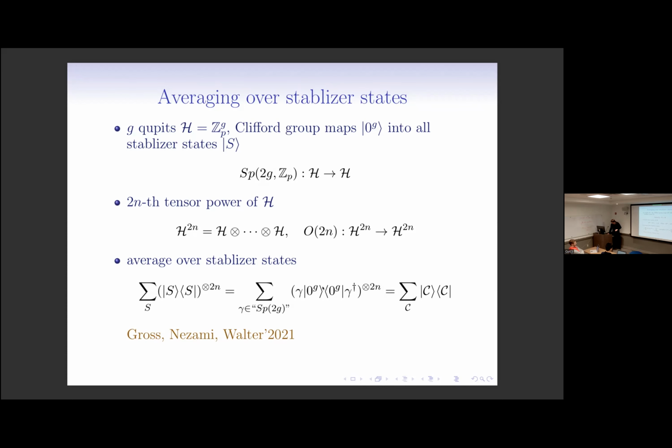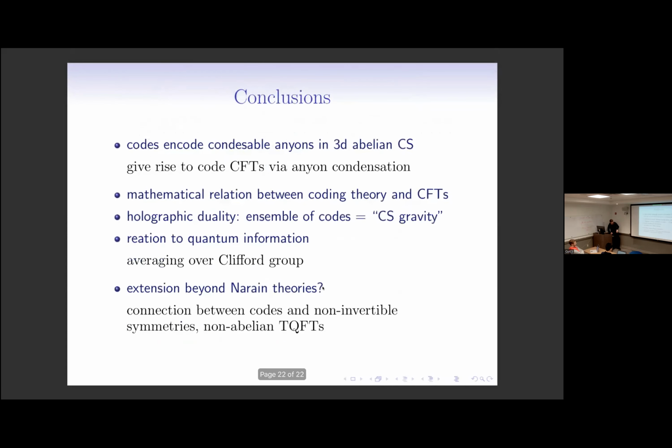Okay, I think I have to conclude at this point, and I will go very quickly through the conclusion. You saw that codes play an interesting role related to CFTs. If you care how they emerge physically, codes encode condensable anyons in your topological system. And then after condensing the anyons, you get the CFT at the boundary of that system. That's how the relation between codes and CFTs can be derived.